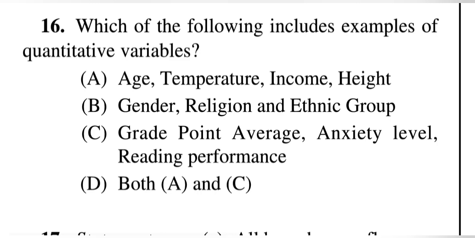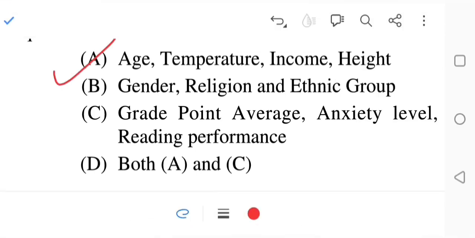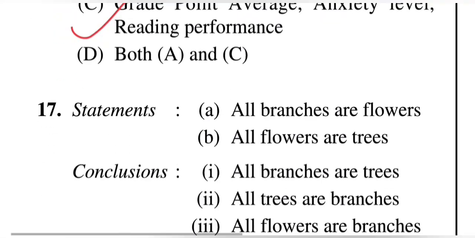A, age, temperature, income, height. B, gender, religion and ethnic group. C, grade point average, anxiety level, reading performance. D, both A and C. Correct answer of 16 will be D, that is both A and C. That is age, temperature, income, height. Then C, grade point average, anxiety level, reading performance. These are the correct answer. That's why the correct option as per the question will be both A and C.